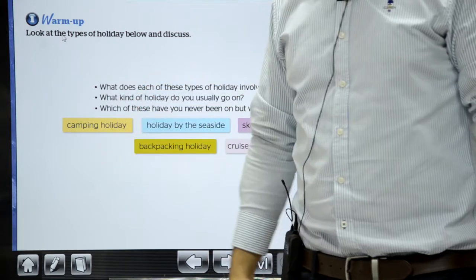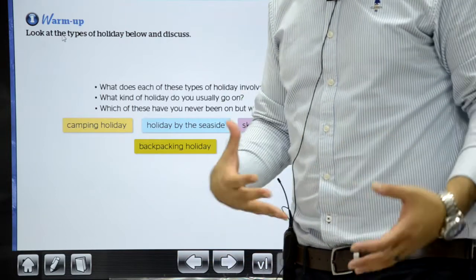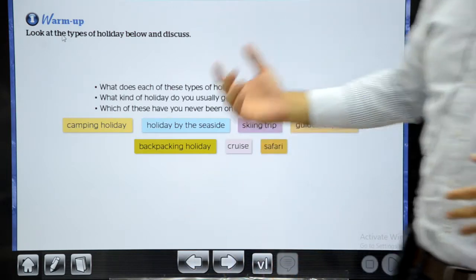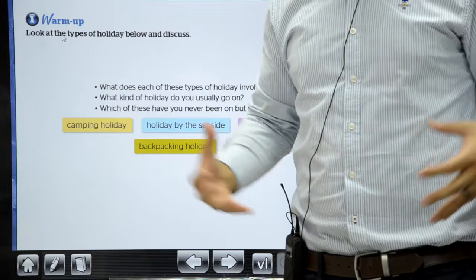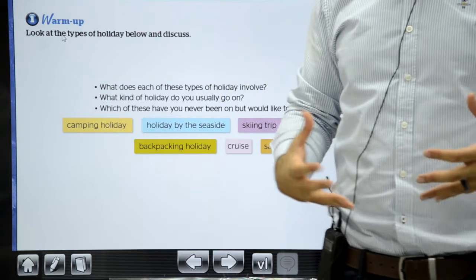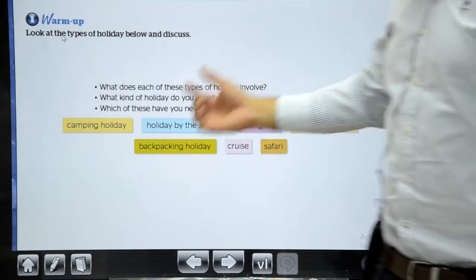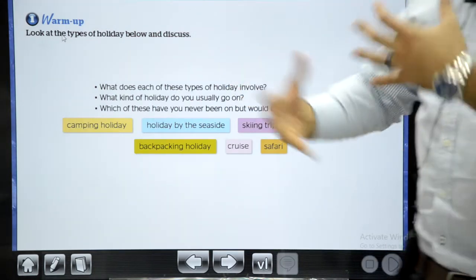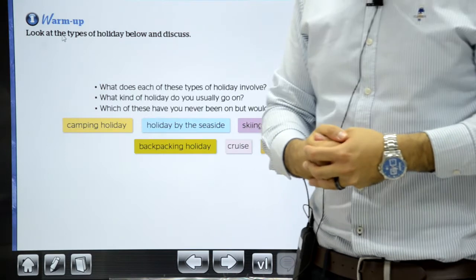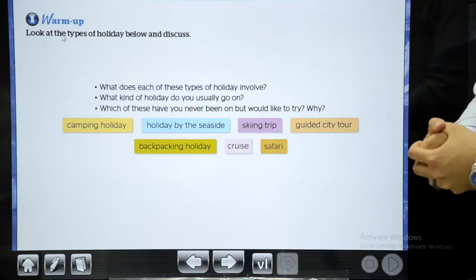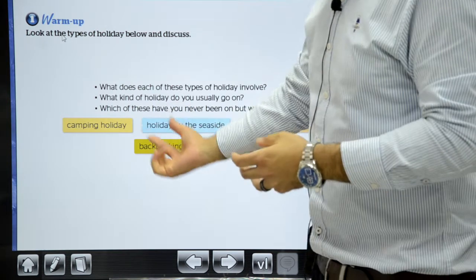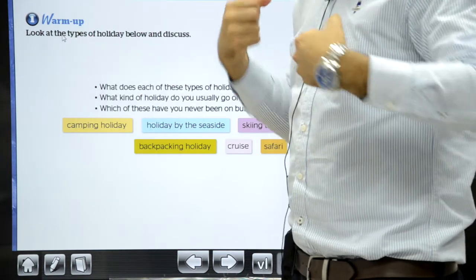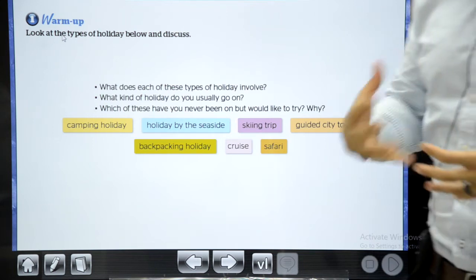Holiday by the seaside, going to the beach, having some water activities. Skiing trip, going skiing, right? Guided city tour is to take a tour in a city to look at its landmarks, its famous places. Backpacking holiday. Backpacking is to have your backpack, this kind of bag, and you walk around a place to see its nice landmarks or places. So backpacking is usually a short trip because you have all your stuff at the back. You don't want to carry this for a long time.